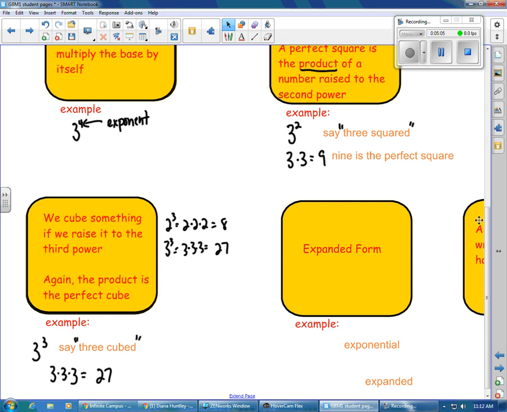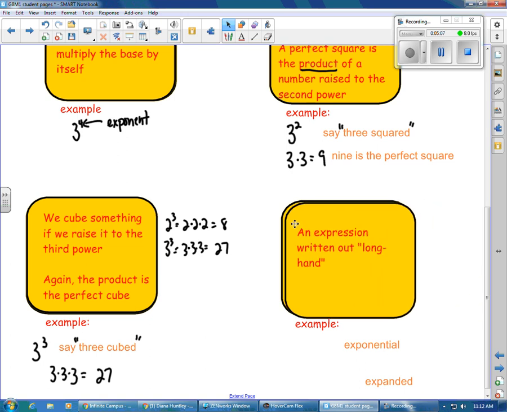Expanded form. Expanded form we've been dealing with all along here. It's an expression written out longhand, just like I did right over here. So it's exponential if you've got, going back to our original example, 3 to the 4th power. It's expanded form if you expand that out and say 3 times 3 times 3 times 3.